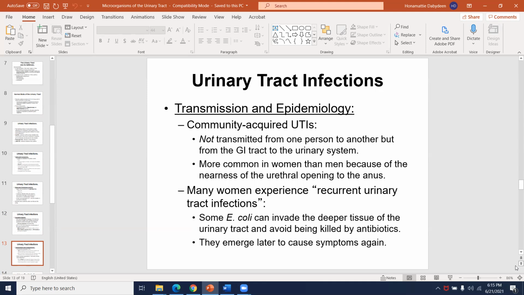In women especially, there's something called recurrent urinary tract infections. You could have a urinary tract infection and treat for it, but sometimes some of your E. coli can invade the deeper tissue of the urinary tract and avoid being killed by the antibiotics. These are the same organisms that will come back later on, will reemerge from where they're hiding and will cause the symptoms again. Not that you reinfect yourself, but the same organism. You have like a relapse of the same thing.